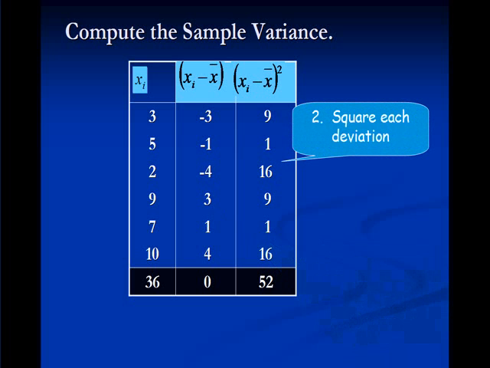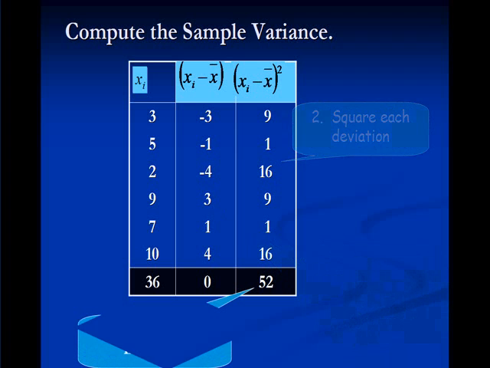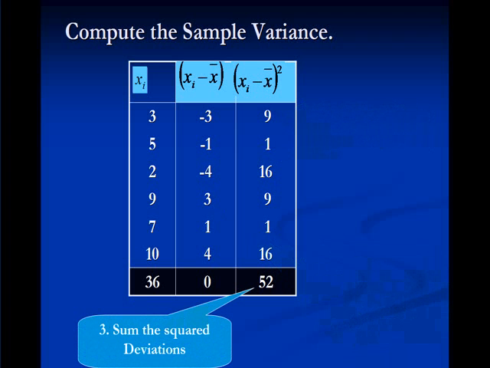Then we're going to square each deviation. So we've got the x sub i minus x-bar, squared. Minus 3 squared is 9, minus 1 squared is 1, and so on. Then we're going to sum the squared deviations: 9 plus 1 plus 16 plus 9 plus 1 plus 16 is 52. This is often referred to as the sum of squares.